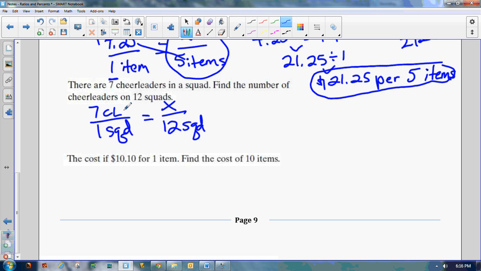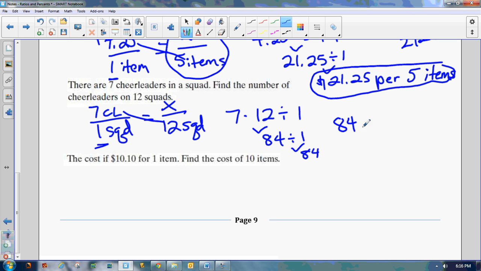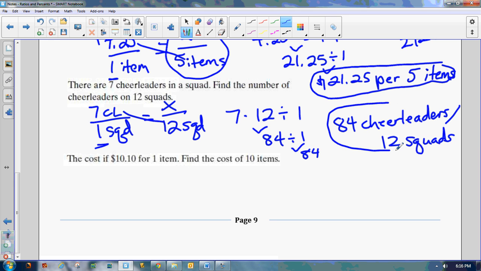So in order to do this, we're going to cross multiply what we know, 7 times 12, and we're going to divide by what's opposite the variable here, which is 1. 7 times 12, hopefully you know this, is 84, divided by 1, which gives us 84. So we have 84 cheerleaders per 12 squads. So this would be that rate, and here's that equivalent ratio to it.